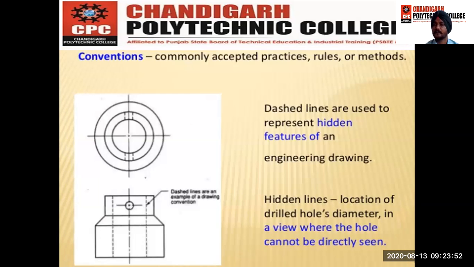Conventions: commonly accepted practices, rules and methods. These are the different rules and methods used in drawing. Like in this drawing, this is the dashed line or hidden line that indicates the hidden portion of the drawing. This is the front view, this is the top view of the drawing. You can easily understand from the front that you cannot visualize the internal portion of the drawing. So if you want to represent it in the drawing, you have to mark a hidden line.